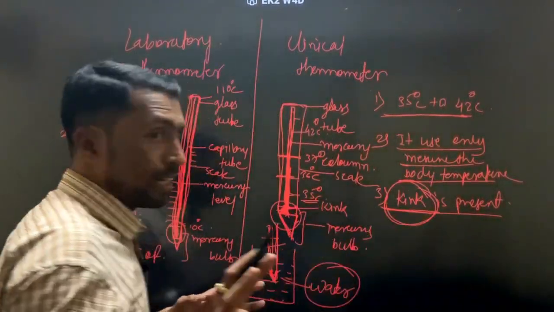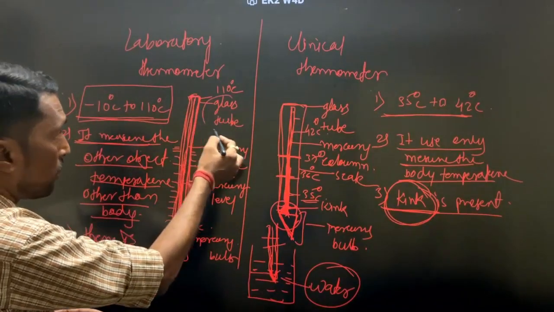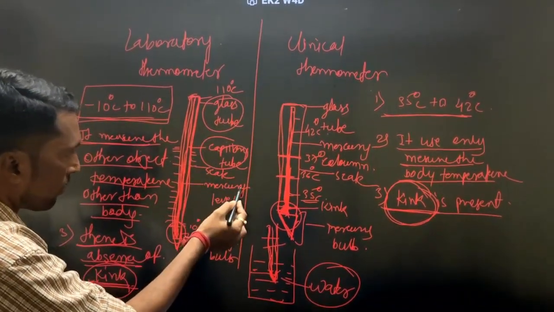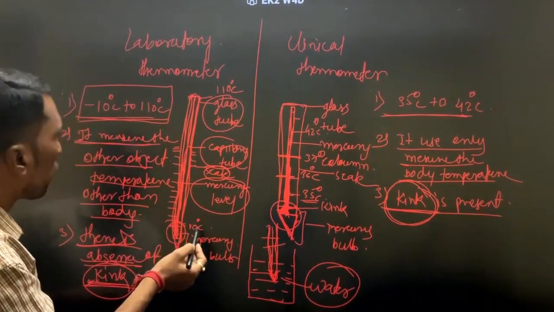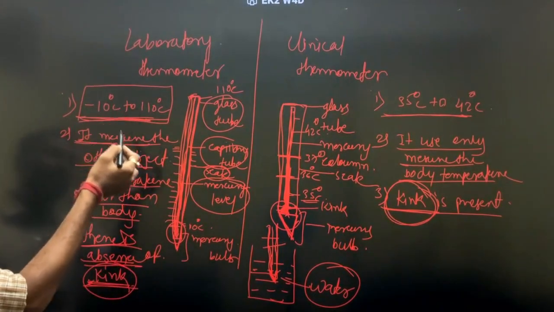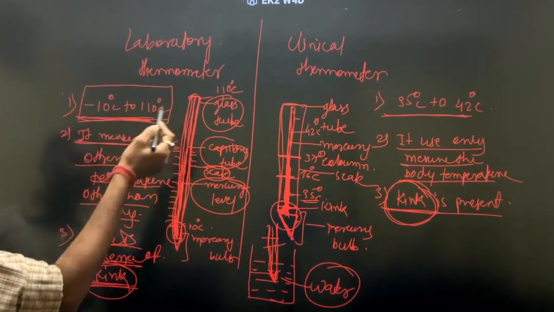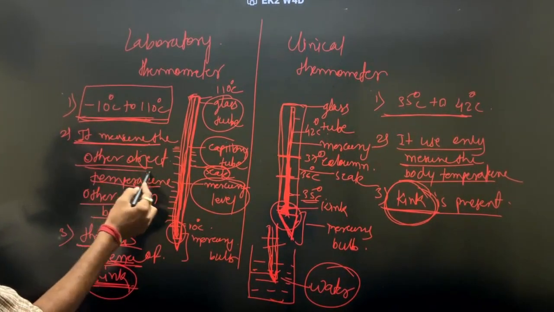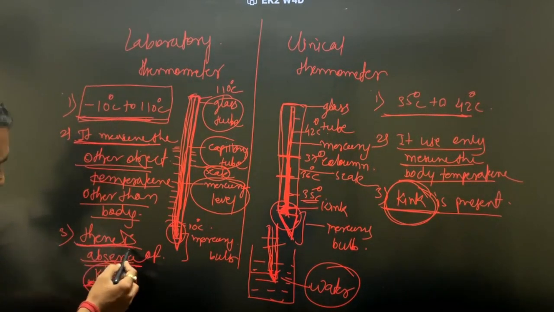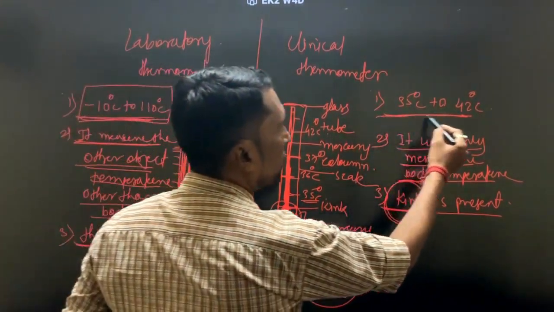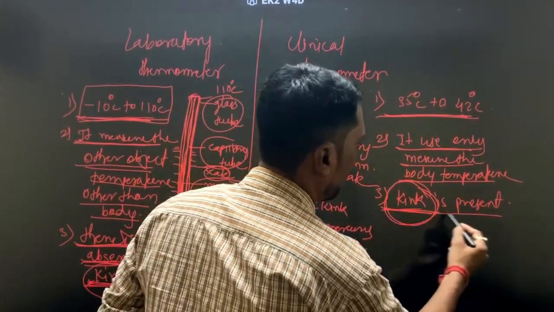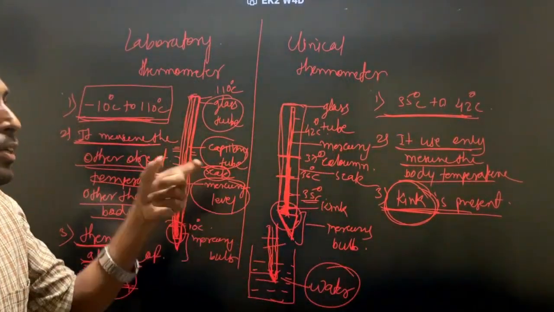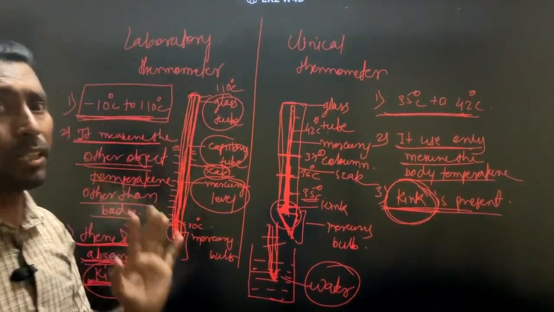Again, I tell you that the laboratory thermometer consists of a glass tube, a capillary tube, a scale, and mercury, and it starts from minus 10 degrees Celsius to 110 degrees Celsius. It measures other objects' temperature. Kink is absent. The clinical thermometer, 35 to 40 degrees, is only to measure the body temperature. Kink is present. So this is the simple difference between the laboratory thermometer and the clinical thermometer.